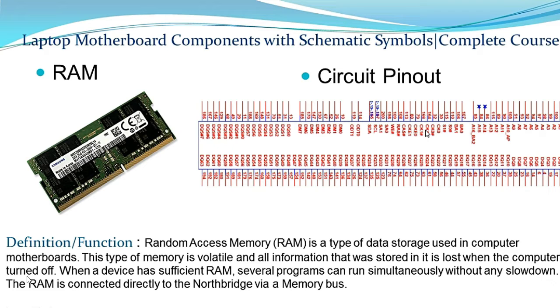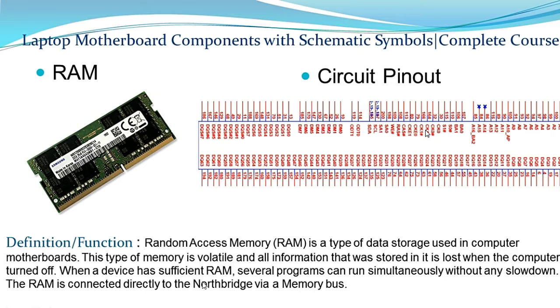So let's see the definition first. Random access memory, RAM, is a type of data storage used in computer motherboards. This type of memory is volatile. Meaning what? Meaning if you remove the power, the storage will be lost. All information that was stored in it is lost when the computer turns off.